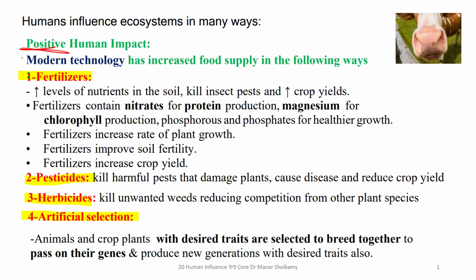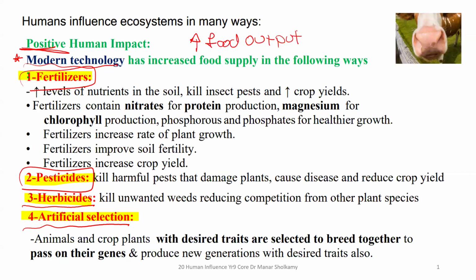Now, I'll do this quickly because this is really easy. If you have a question, please stop me. Now, the positive impacts, what good do we do? We created modern technology. For example, we use fertilizers, pesticides, herbicides, and artificial selection. Of course, these things have advantages and disadvantages. But the most important advantage is that they all increased crop yield. It increased the food output. And this is very important because with time, we have more people living on Earth and we have to feed everyone. If we did not come up with ways to make more food, we would all suffer from starvation.